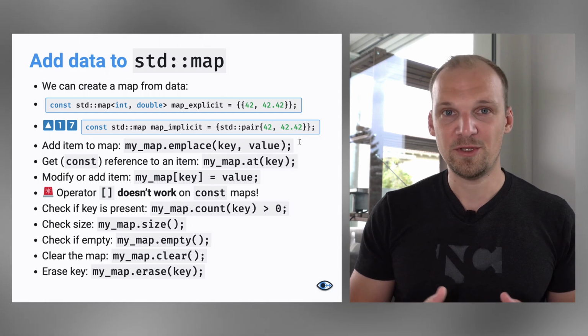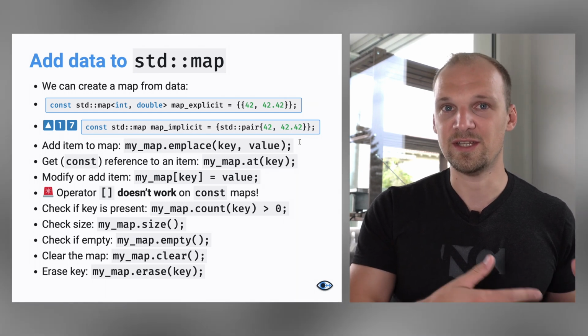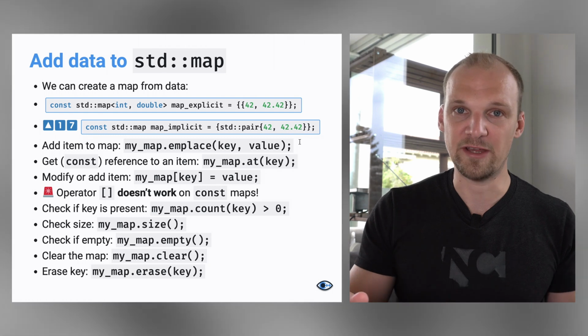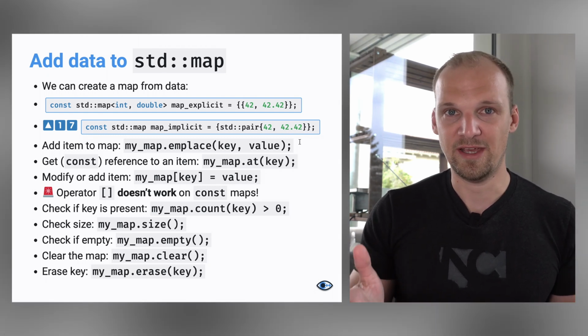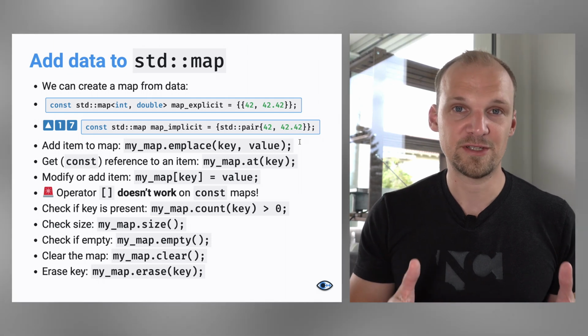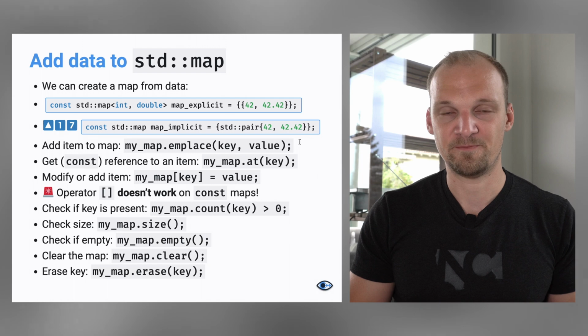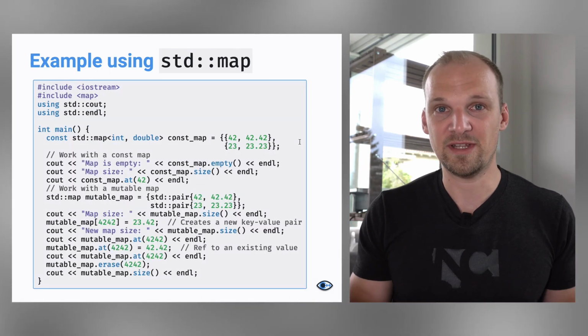You can use the functions that you've already seen in the sequence containers like size, empty, or clear on the map, which do exactly the same things as they did before. They return the size, they check if the map is empty, and they can clear all the elements by basically removing everything that the map stores. Finally, you can erase any element from your map, and for that you just call the function erase, and you pass the key into this function erase.